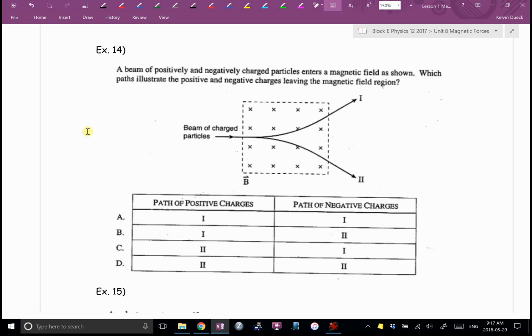What direction are the positive charges going to get deflected? Path I or path double I? Path I. These are positive. And negatives would be the other way. Correct answer? B.